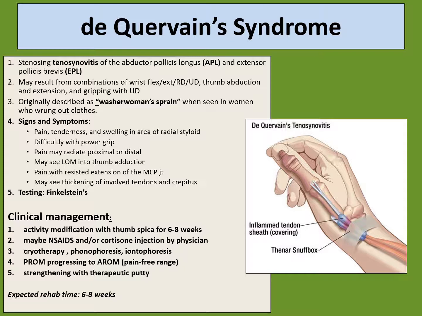Therapy would want to use modalities to decrease the inflammation, whether it's cryotherapy, phonophoresis, or iontophoresis. And then we'll do active and passive range of motion within a pain-free range, and then progress to strengthening exercises.